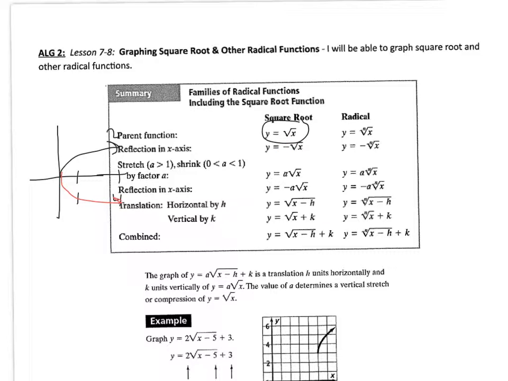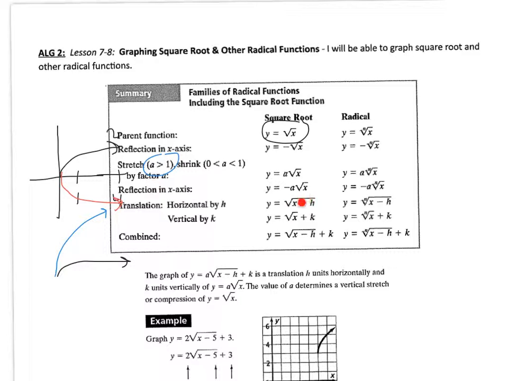So it opens down. So this opens up, this opens down if it's negative. This value of a is going to stretch or shrink it, I should say. So if a is greater than 1, it's going to stretch it, so it's going to go up faster. And a shrink is going to look like this. And then you can also shift it left and right and up and down.